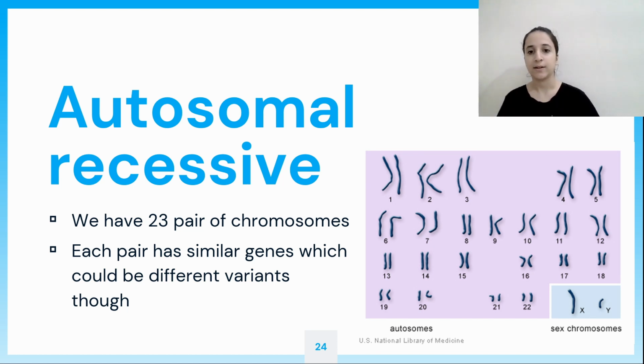So what does this mean? Let's just focus on chromosome number 5 as of now, on which our SMN1 gene lies. If the SMN1 gene is here, the SMN1 gene would be here again, but these two could be different variants. So the first one could be mutated and the second one could be normal, or both could be normal, or both could be mutated.